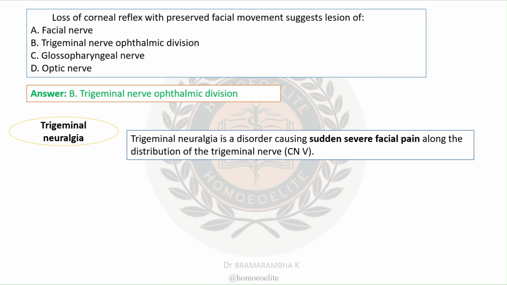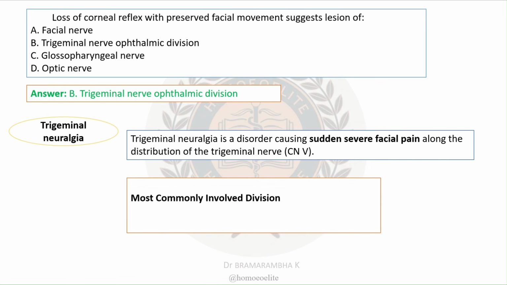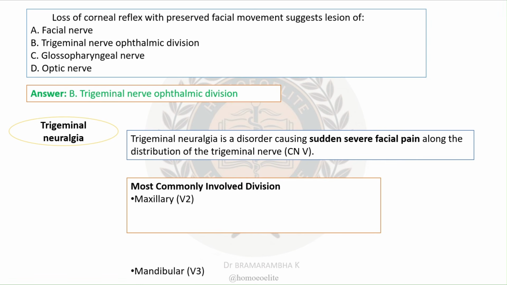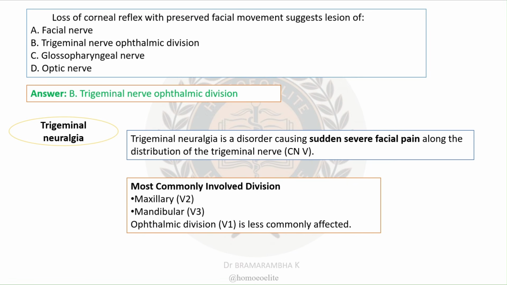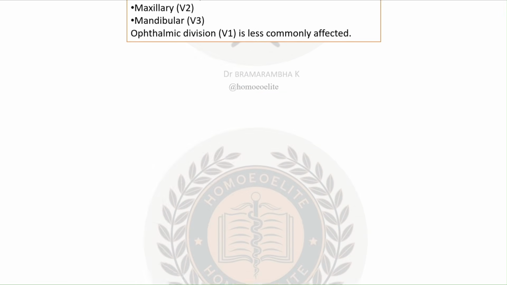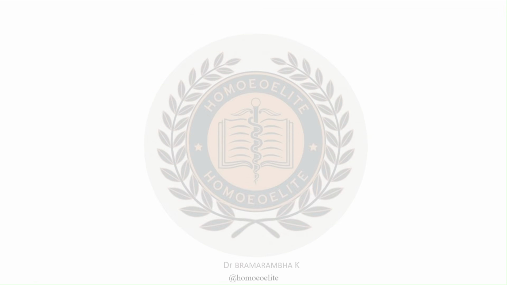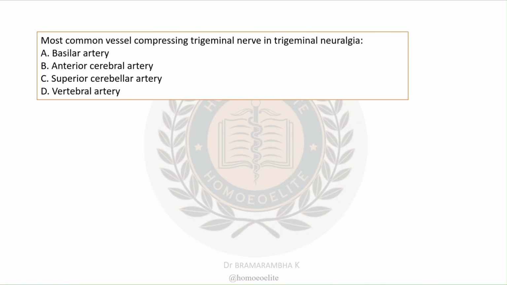Another important topic, as we are talking about the trigeminal nerve, is trigeminal neuralgia. It is a sudden severe facial pain along the distribution of the trigeminal nerve, the fifth cranial nerve. The most commonly involved divisions are maxillary and mandibular, whereas the ophthalmic division is very rarely affected. First is maxillary, followed by mandibular, and lastly, very unlikely to be affected, is the ophthalmic division. That is about trigeminal neuralgia.